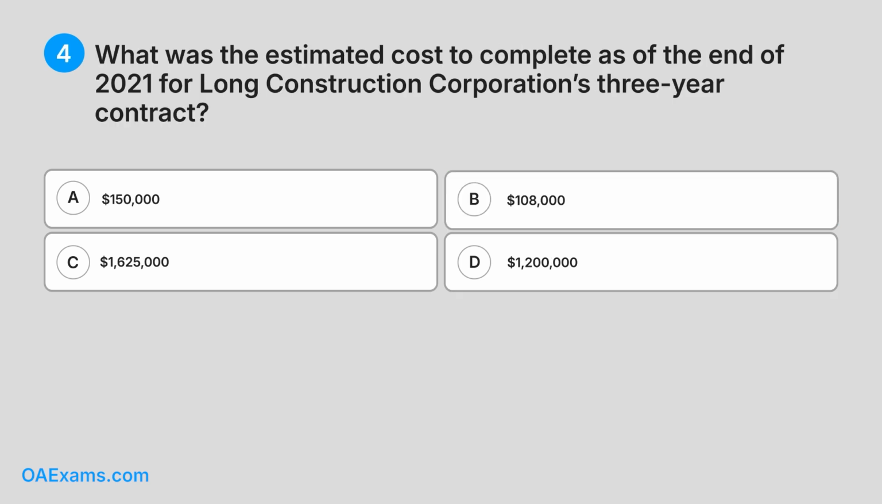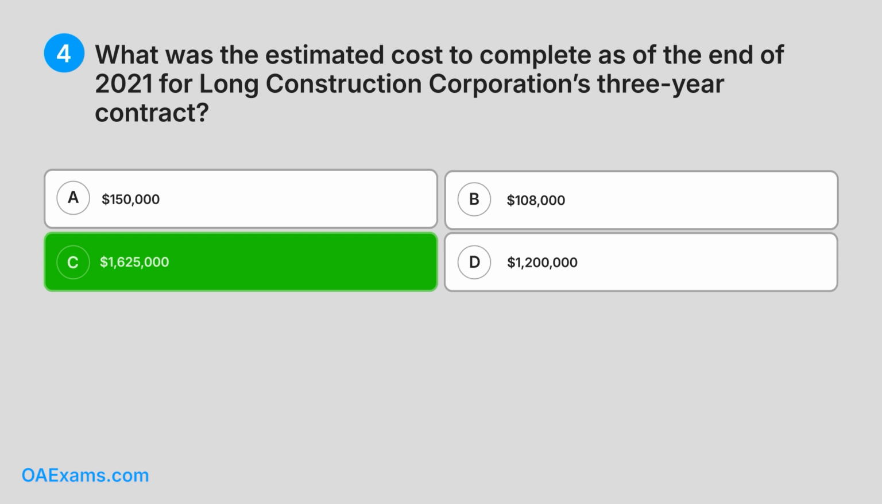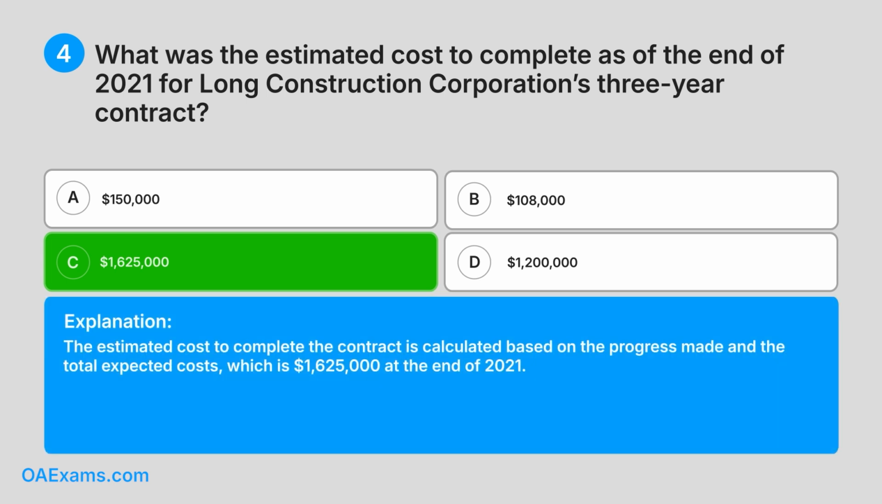4. What was the estimated cost to complete as of the end of 2021 for Long Construction Corporation's 3-year contract? A. $150,000. B. $108,000. C. $1,625,000. D. $1,200,000. What do you think is the answer? Correct answer: C. $1,625,000. Explanation: The estimated cost to complete the contract is calculated based on the progress made and the total expected costs, which is $1,625,000 at the end of 2021.